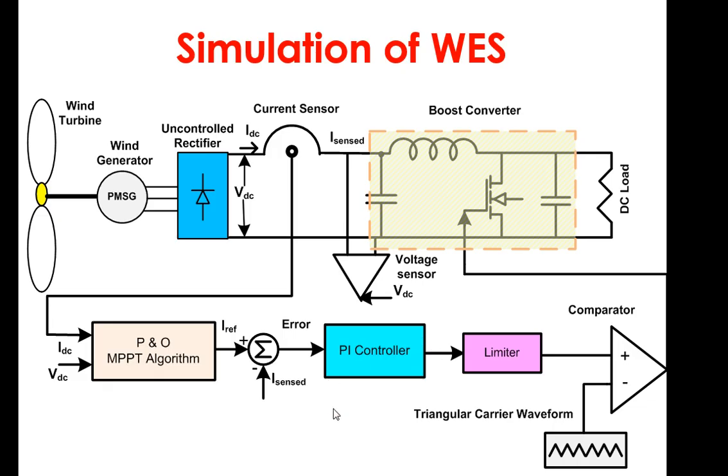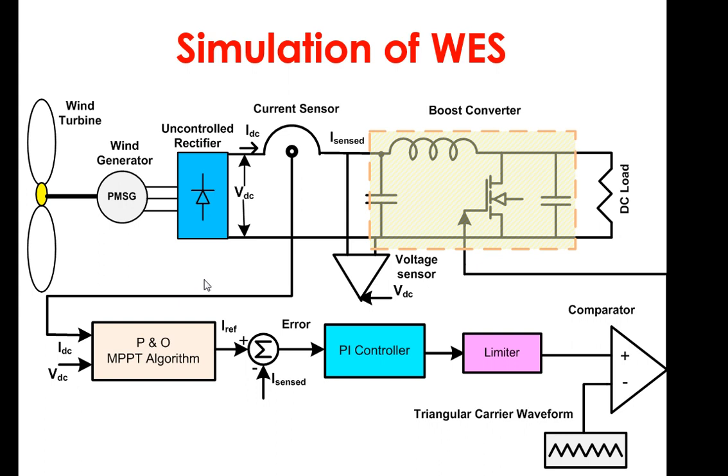Now we will start the simulation of the solar and wind energy system. From this simulation, I just want to have a close look at how the wind speed and radiation will vary. That is the main aim behind this simulation. So we are having a wind turbine over here, which is connected with a PMSG, that is a permanent magnet synchronous generator, which is a direct drive system.